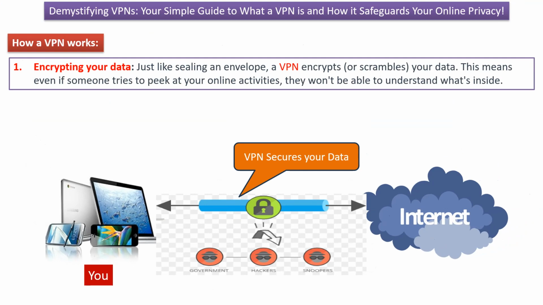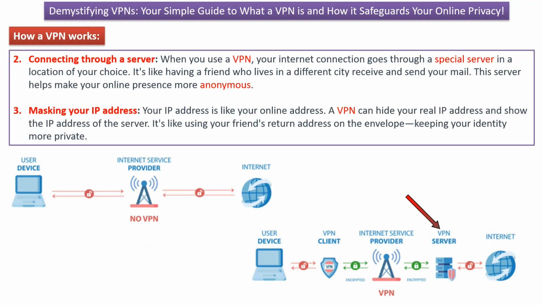Now we will see how a VPN works. The first point is encrypting your data. Just like sealing an envelope, VPN encrypts your data. This means even if someone tries to peek at our online activities, they won't be able to understand what is inside. The second point is connecting through a server.